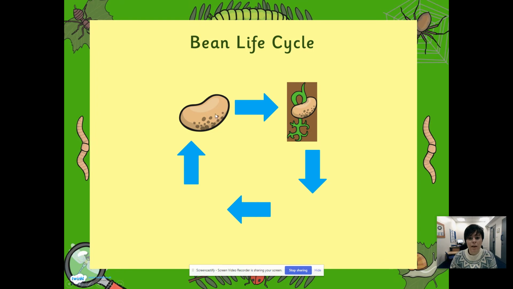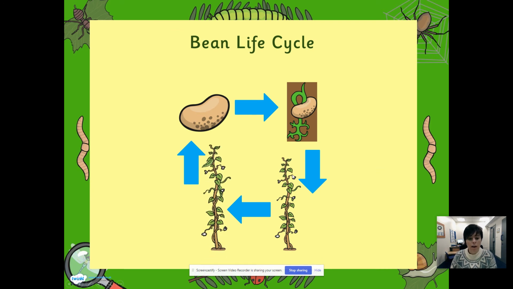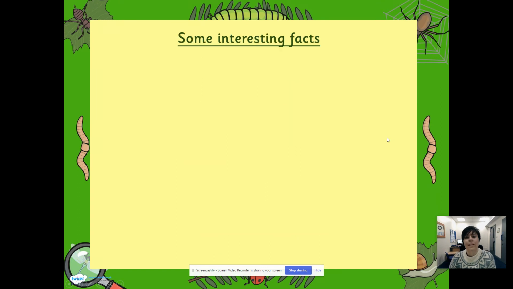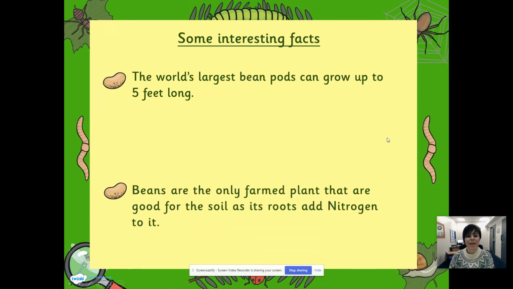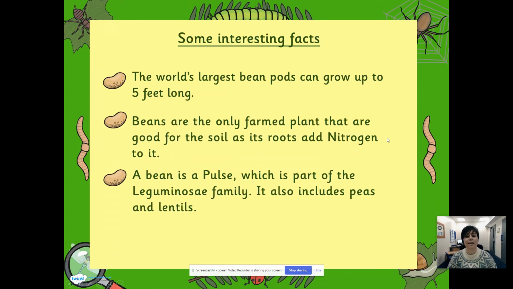There's the bean and it's planted with its roots and its stem growing. And here we are. Look, it's getting taller and the flowers begin to grow. And after pollination, look, can you see the beans in their pods growing there? It's amazing, really, isn't it? We're going to finish with some interesting facts.